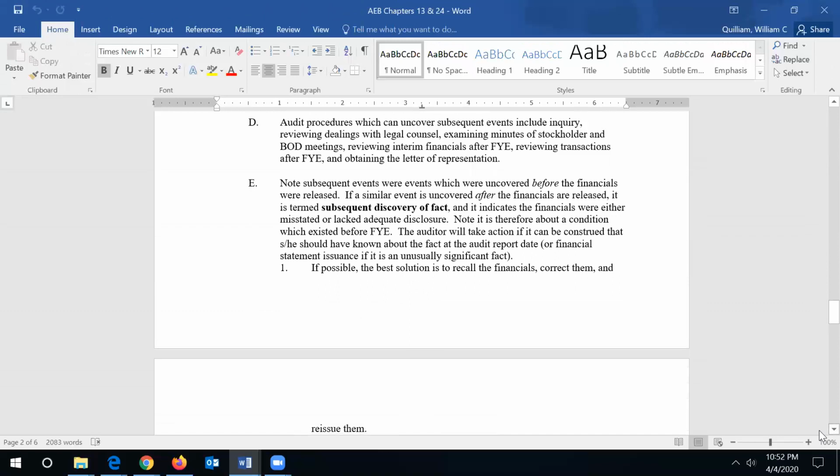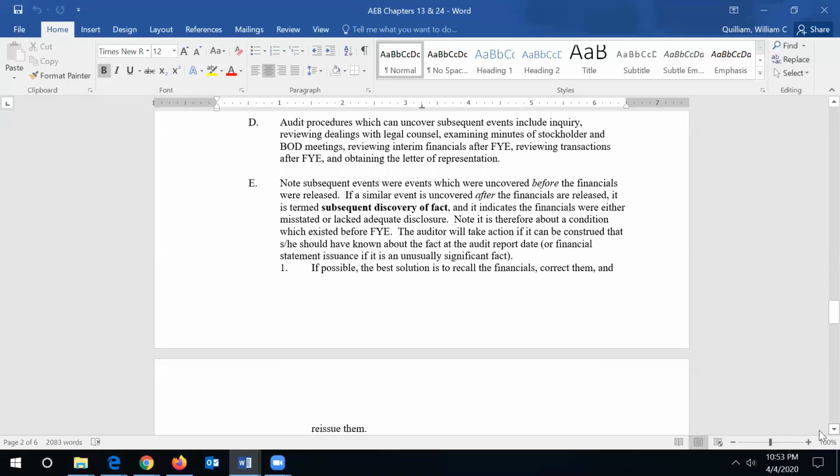Audit procedures which can uncover subsequent events include inquiry, reviewing dealings with legal counsel, examining minutes of stockholder and board of director meetings, reviewing any interim financial statements after a fiscal year end, such as if the client did some financial statements for January, we can review them. Then also just reviewing transactions after fiscal year end and obtaining the letter of representation, which we'll see in a couple of minutes.